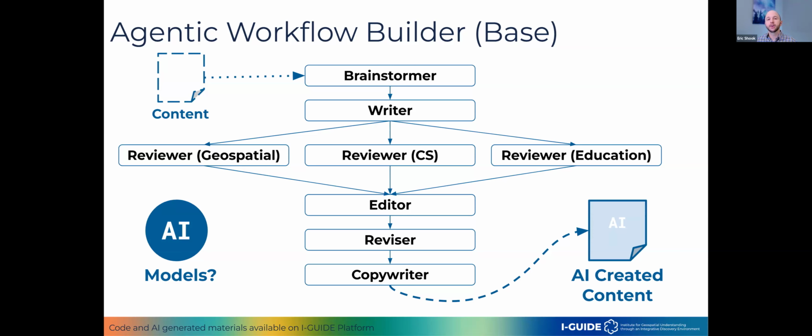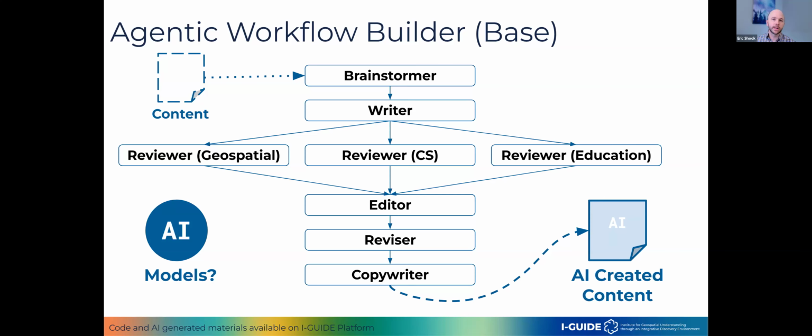Those reviews come back and are all sent to an editor. An editor looks at all three reviews, just like a traditional editor, and makes some suggestions in terms of what they would like to see changed, which then gets sent to a reviser to revise the original lesson based on the reviewer comments and the editor comments. We then send it to a copywriter, which is, again, AI. So the AI cleans up our copy, the text, looks for jargon, different things. And then we have AI-created content.